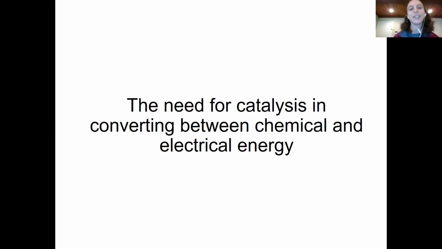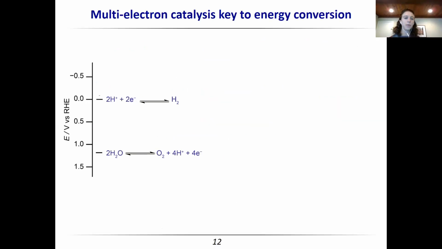Okay, I will move on to our next section, which is: why do we need catalysis to convert between chemical and electrical energy? Let's say I'm running an electrochemical energy conversion device, and at the cathode, I'm going to do the hydrogen evolution reaction, where 2 protons and 2 electrons make hydrogen. And at the anode, I'm splitting water into oxygen, protons, and electrons.